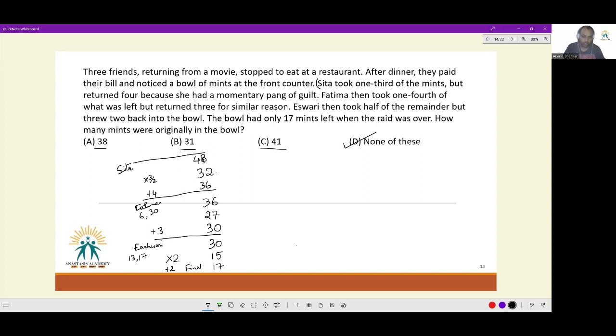She took 16, threw back 4. So she has taken 12 and 36 mints are left finally. So Sita took 12 mints, Fatima took 6 mints, Ishwari took 13 mints, and the initial number of mints was 48. The precise answer to the question is, of course, 48. But because we could have arrived at the answer for this specific question with the options given very, very quickly, the answer has to be none of these. But in case we wanted to calculate the precise number, we can also go backwards and reach the answer.